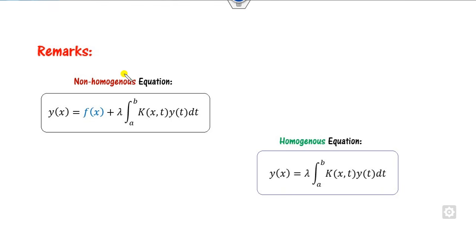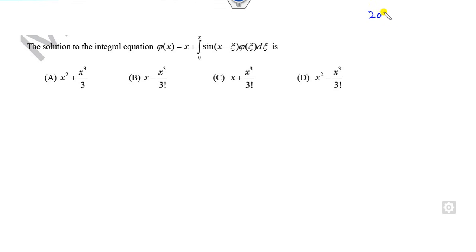Whenever there is a question related to the non-homogeneous equation, that means f of x is non-zero. Whenever f of x is 0, we call it the homogeneous equation. So let's start with these questions from 2021 to 2023.